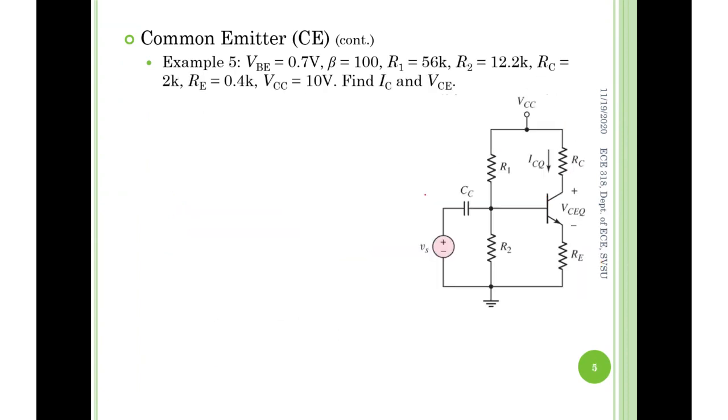All right, example 5. Example 5 starts to look like what we are used to, right? All right, go ahead. Find IC and VCE. You have 5 or 6 minutes this time. Go ahead.